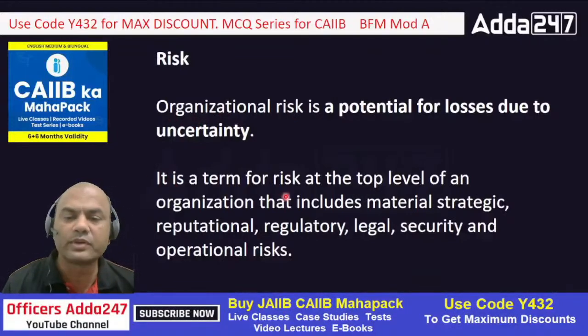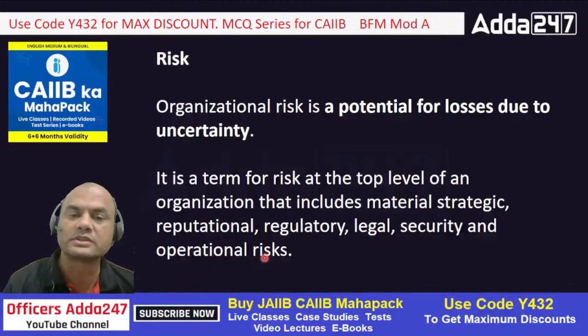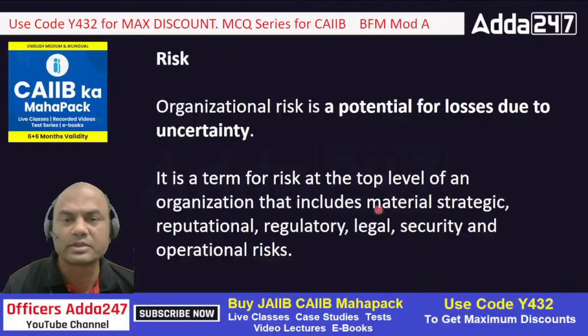So it is a term for the risk at the top level of an organization that includes material, strategic, reputational, regulatory, legal, security and operational risk. So these are the types of risks which we always face in our business. Material means core business risk. Strategic means whether I am going in the right direction.